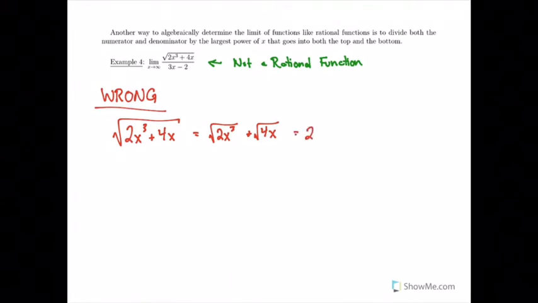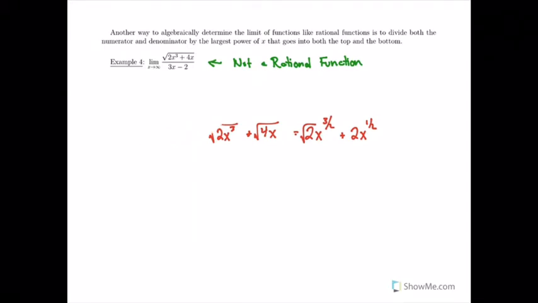We could write this as square root of 2 times x to the 3 halves, plus 2 times x to the 1 half. And we kind of think about this as a polynomial function more with rational exponents. But this is not okay, this equal sign right there. So we are not going to deal with that. We have to be a lot more careful with addition under the square roots.